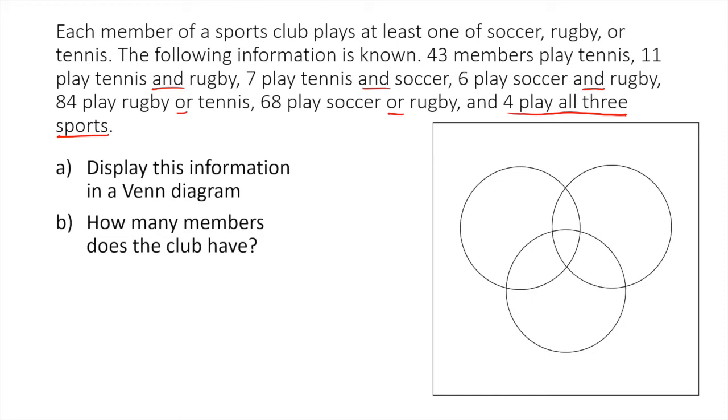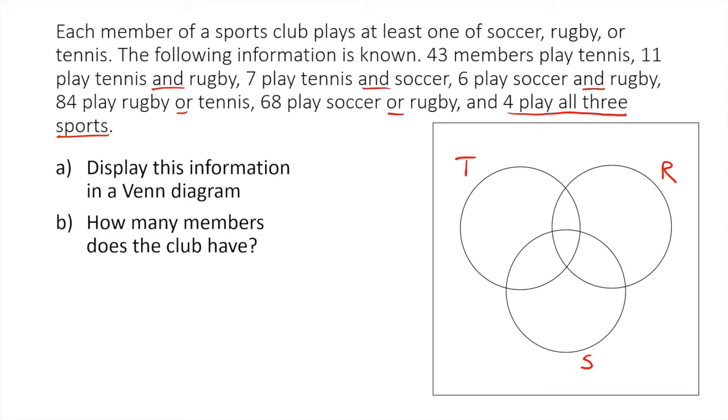So the first thing we need to do if we're going to display this information in a Venn diagram is represent each circle for a set. So in this case, we're going to call the first circle tennis, the second circle rugby, and the third circle soccer. Now, if we were using full set notation, you will want to do let statements where let T equal the set of players that play tennis, etc. But in this case, we're just exploring how to set up these Venn diagrams, so I'm not too worried about notation at this point. Now we can fill in numbers that we have.